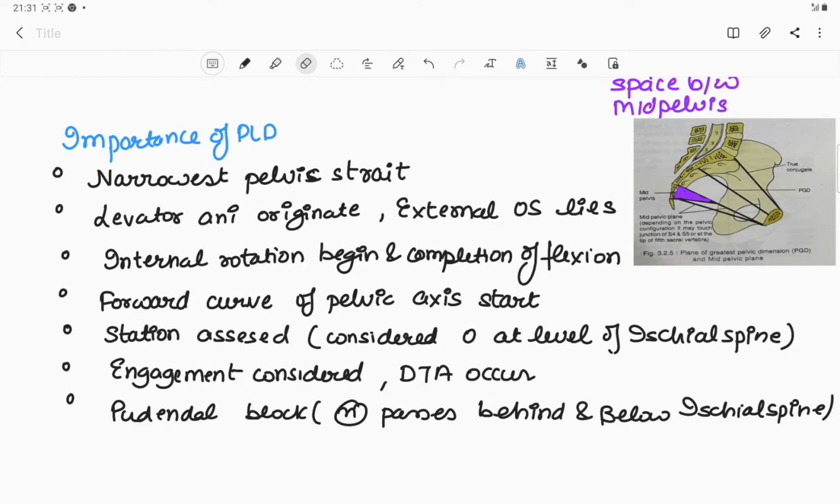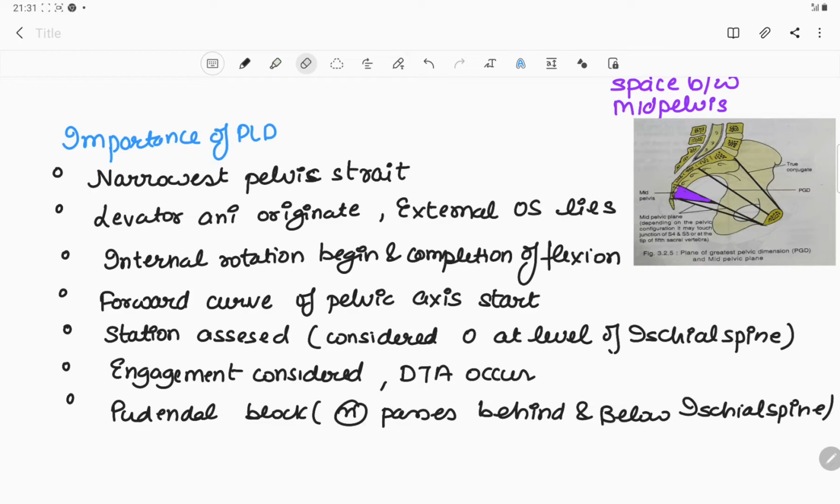It is the plane where levator ani originate and external os lies. It is the plane where internal rotation begins and completion of flexion of the fetal head takes place. It is the level where the forward curvature of pelvic axis starts. It is the level where the station of fetal head is assessed.